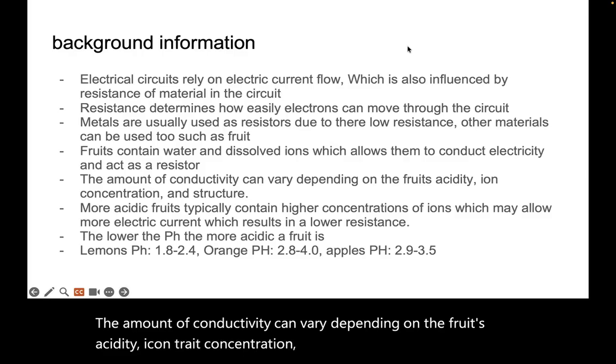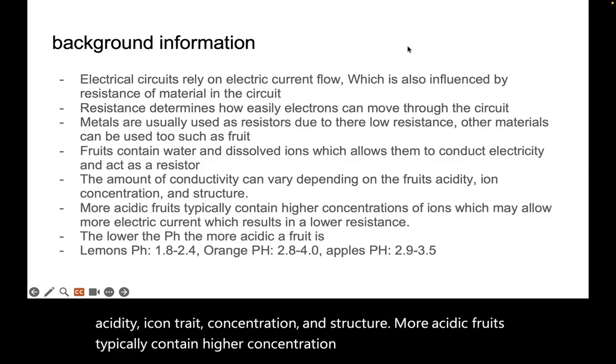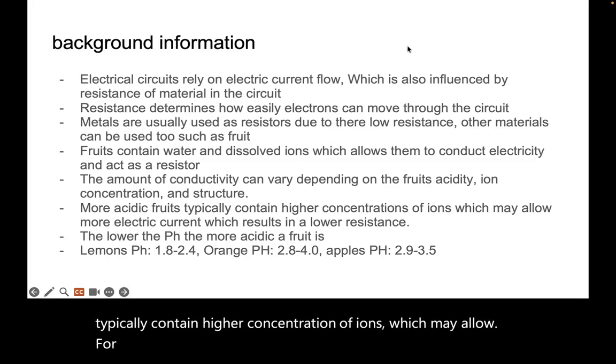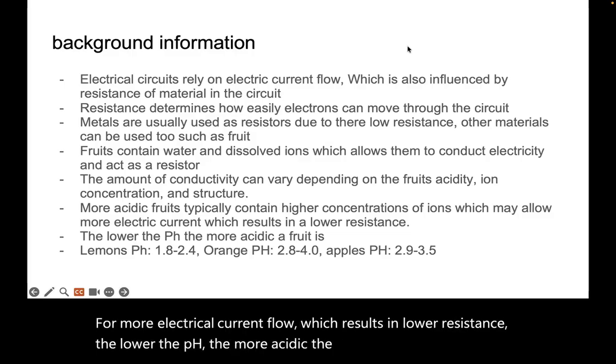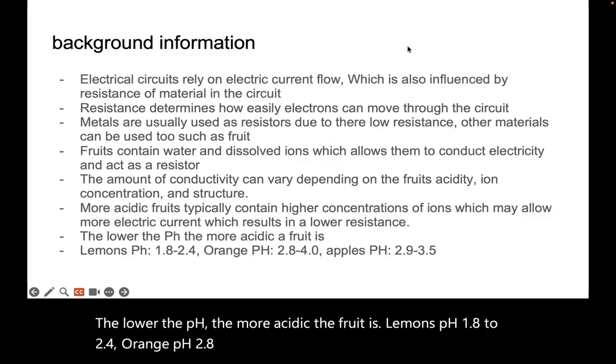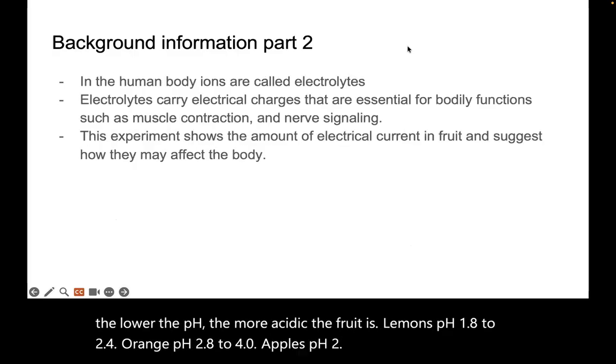More acidic fruits typically contain higher concentration of ions, which may allow for more electrical current flow, which results in lower resistance. The lower the pH, the more acidic the fruit is. Lemon's pH is 1.8 to 2.4, orange pH 2.8 to 4.0, apple's pH 2.9 to 3.5.